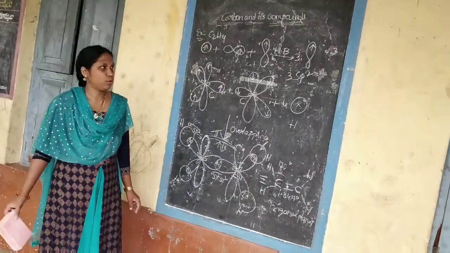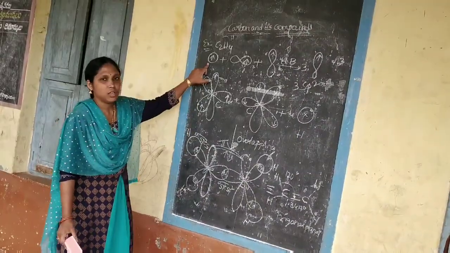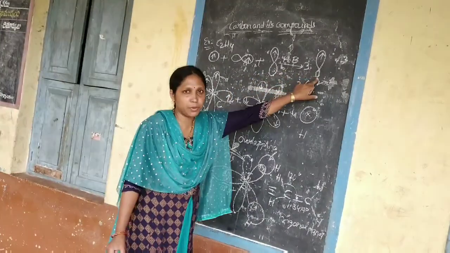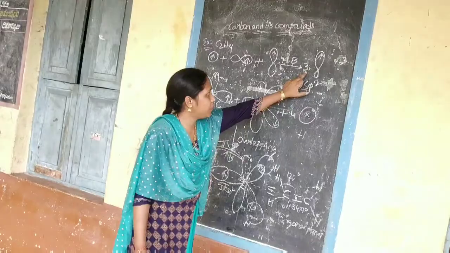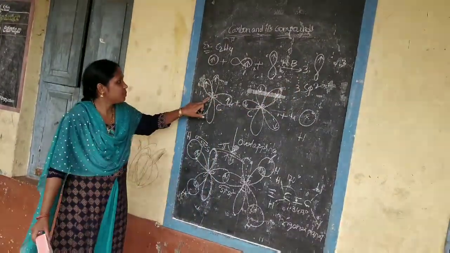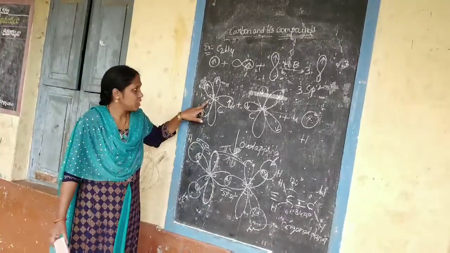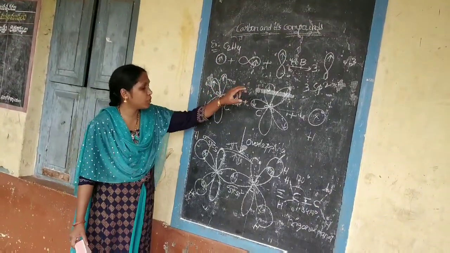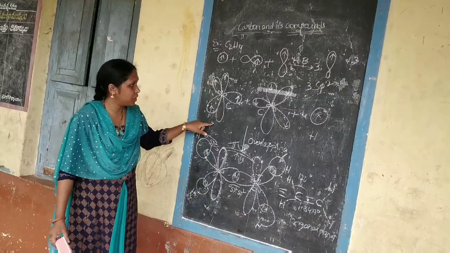In sp2 hybridization, one s orbital and two p orbitals are involved in hybridization and form three sp2 hybrid orbitals. After forming the hybrid orbitals, they are arranged symmetrically around the carbon nucleus. After arranging, represent the atomic orbital. One of the atomic orbitals is left, that is the pz orbital.